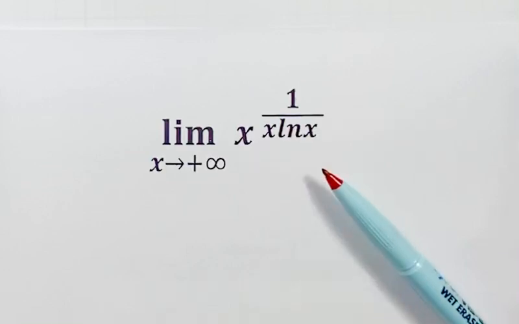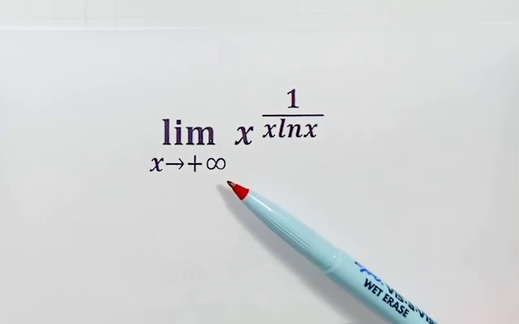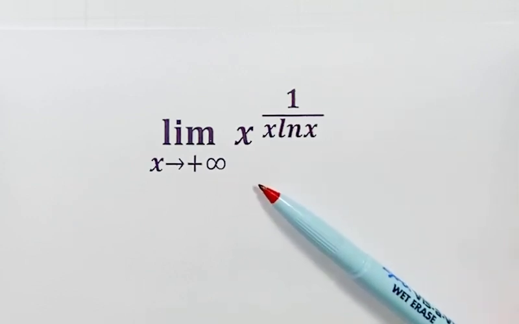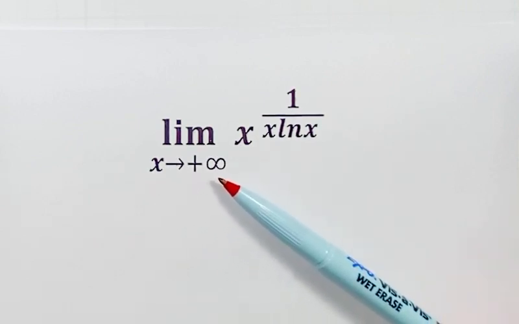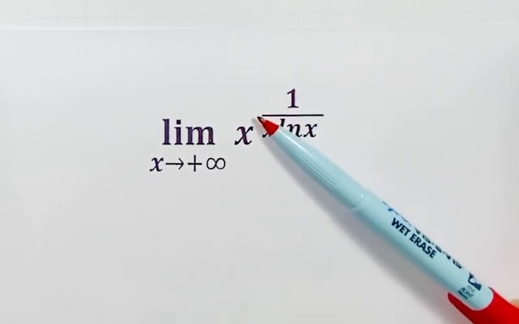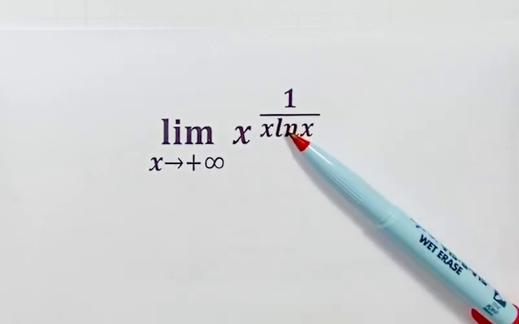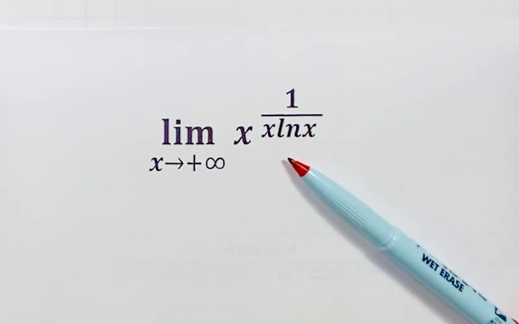Find the limit of x to the power 1 over x times log of x as x goes to positive infinity. How to solve this question? Because as x goes to positive infinity, this part goes to positive infinity, but the exponent goes to 0. So it's infinity to the power 0. So this limit is indeterminate. It may or may not exist. So then we need to do some algebra.